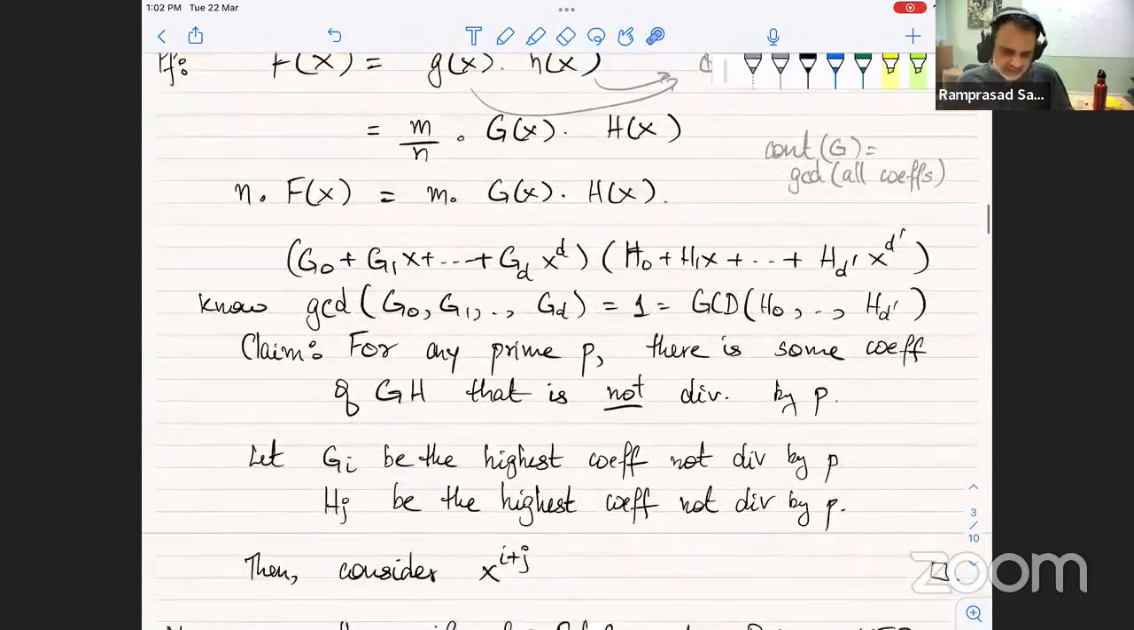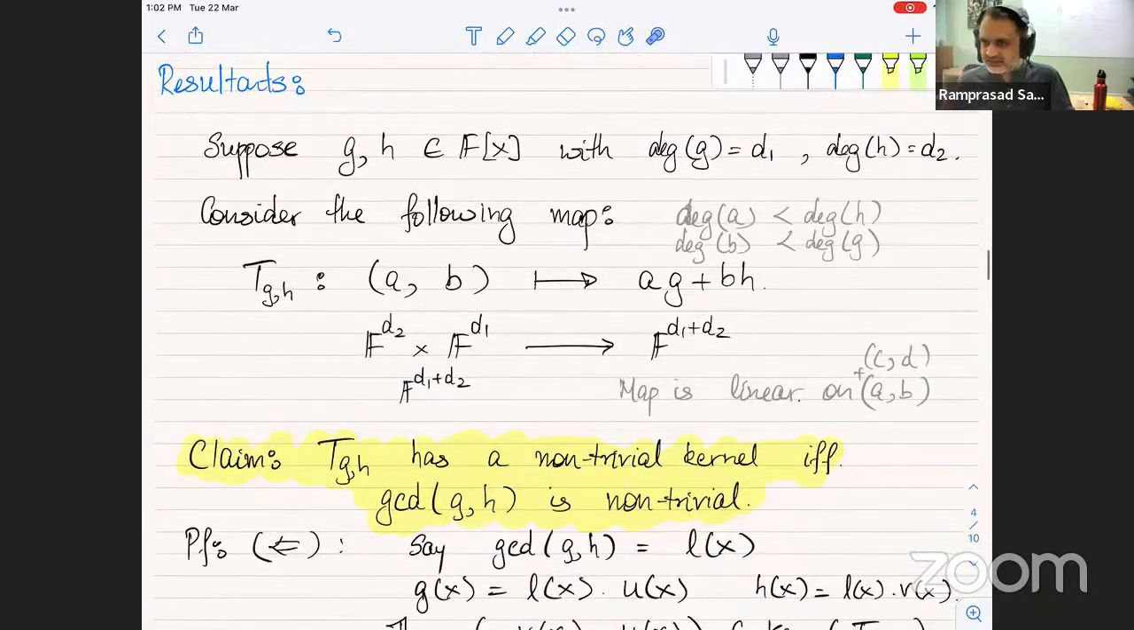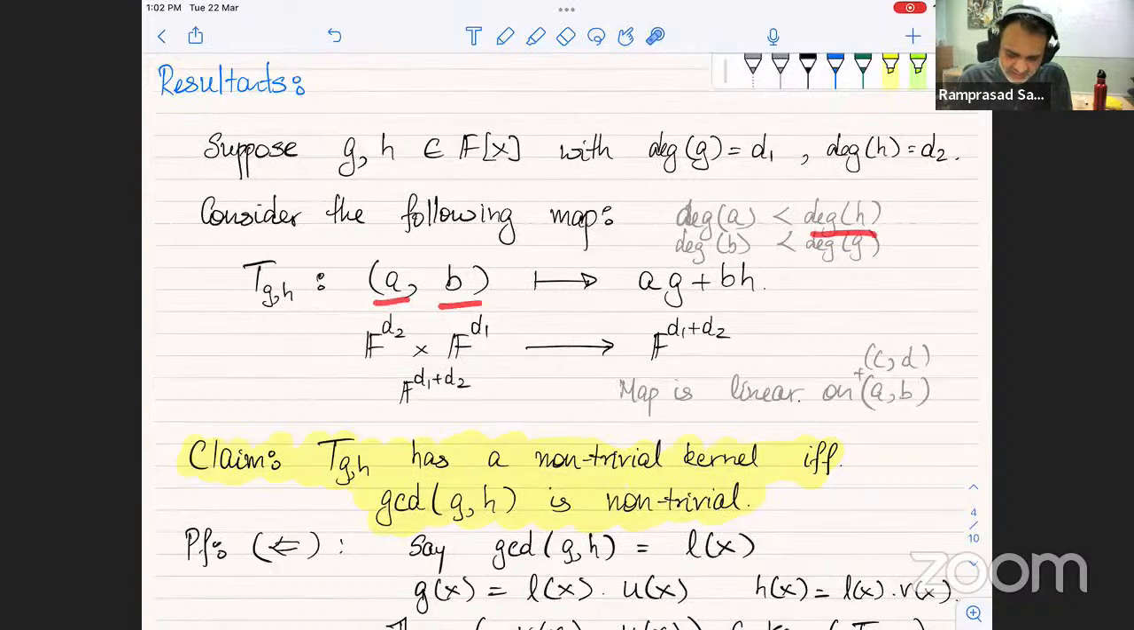That was one. And the second most important thing is the notion of a resultant. A resultant is a way of capturing the following linear map: you take two polynomials a and b, where a's degree is smaller than the degree of h and b's degree is smaller than the degree of g, and you return the polynomial ag plus bh. The first observation is that this linear map has a non-trivial kernel if and only if the GCD was not trivial.